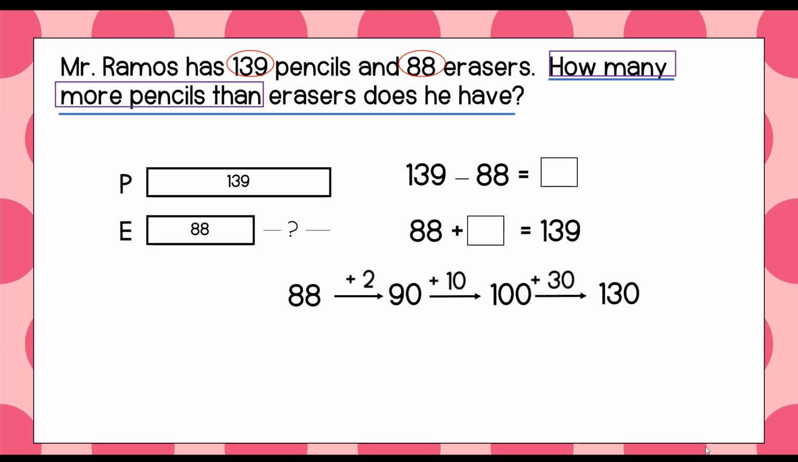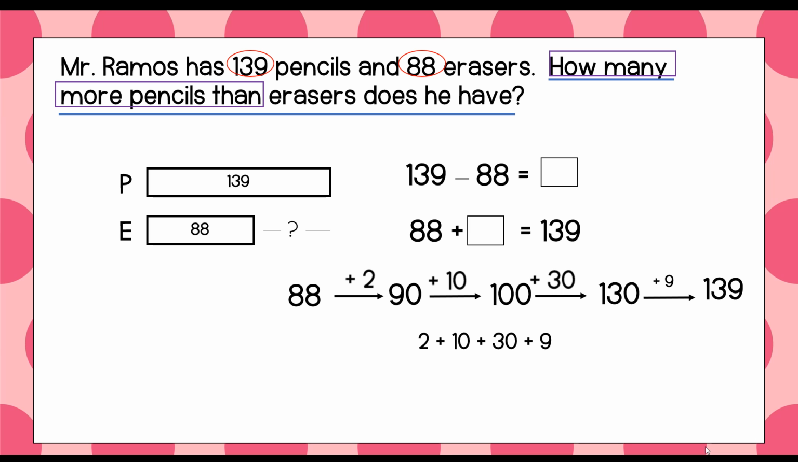But that only gets me to 130, and I added a 2, a 10, and a 30. I need 139. The only difference between 139 and 130 is that ones place. I have a 0, but I need a 9 there. That just means I need to add 9 more. Now I'm at 139. And I need to add together all the numbers that I added in my counting up strategy to get there. So 2 and 10, 30 and 9.